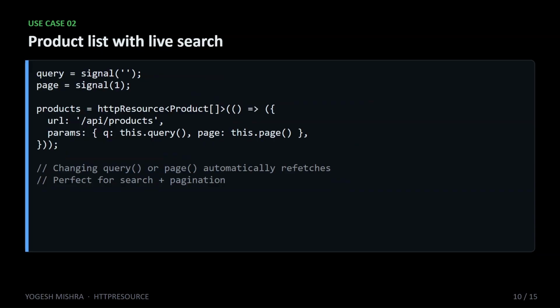The second use case is product list and search. Live search and pagination is where httpResource shines. So what does the user experience in that case? They type in the search box, results update automatically, click next page, the new page loads automatically, no manual search button needed unless you want one. This pattern replaces a lot of old combineLatest and switchMap code.